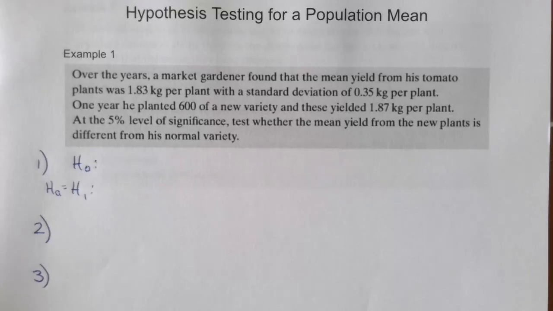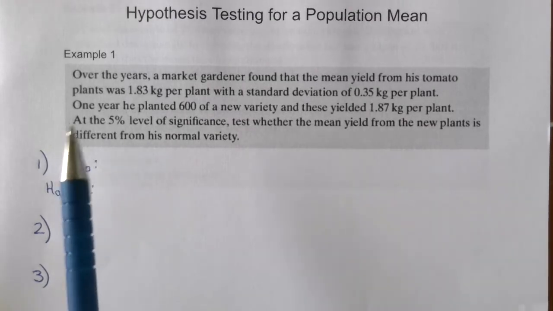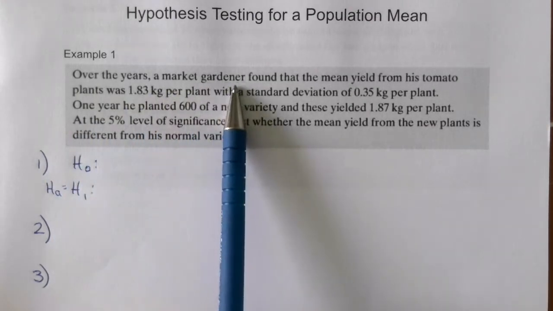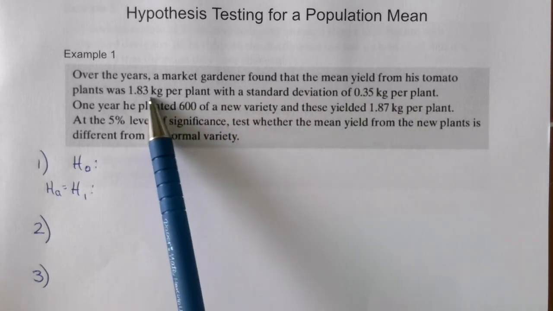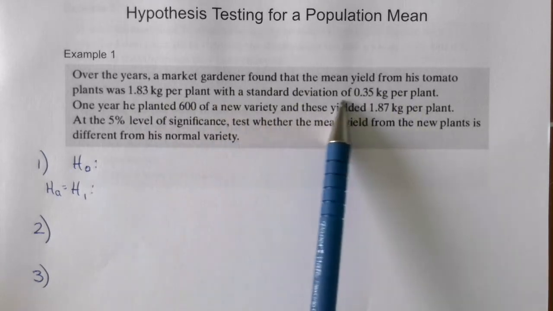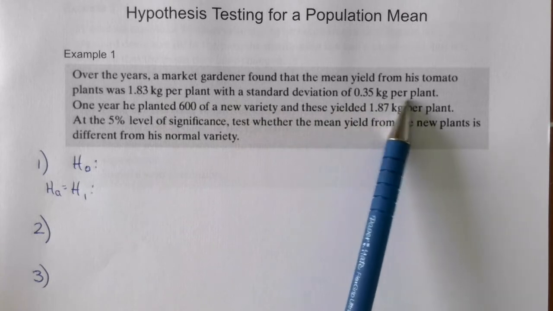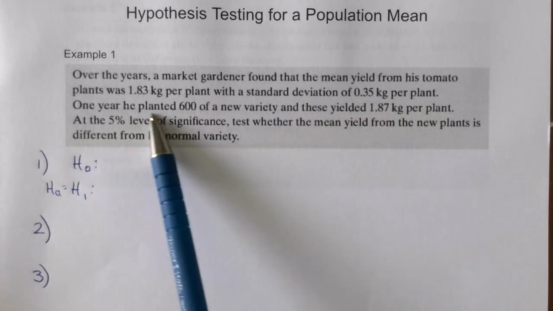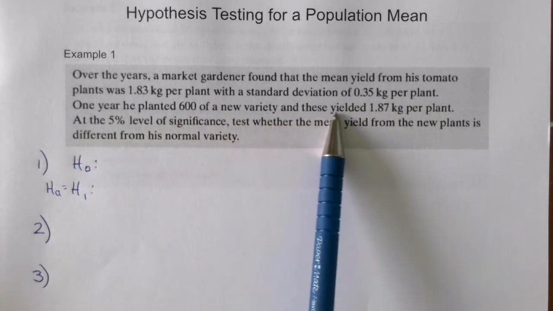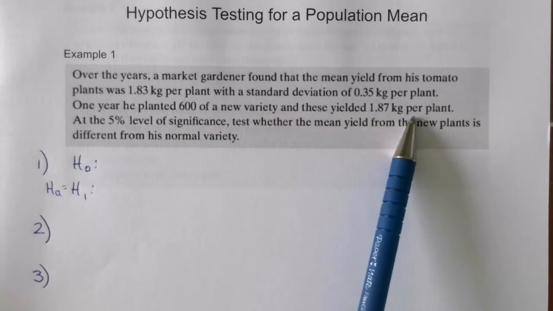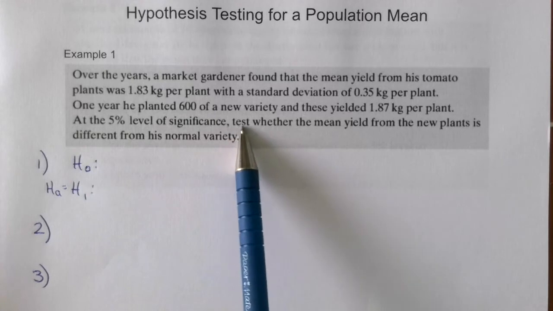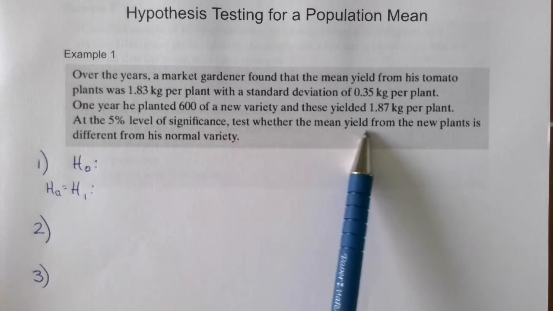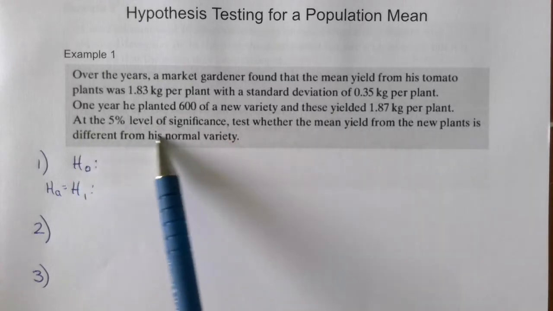This example is a hypothesis test for a population mean. Example 1. Over the years, a market gardener found that the mean yield for his tomato plant was 1.93 kg per plant, with a standard deviation of 0.35 kg per plant. One year he planted 600 of a new variety and it yielded 1.87 kg per plant. At the 5% level of significance, test whether the mean yield from the new plant is different from his normal variety.